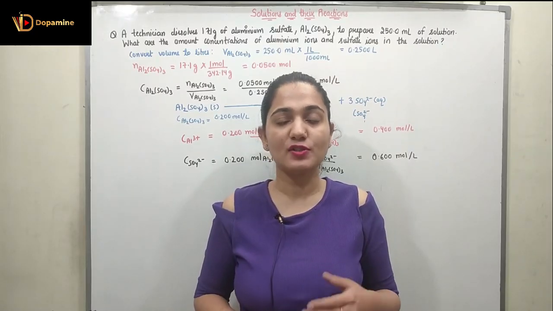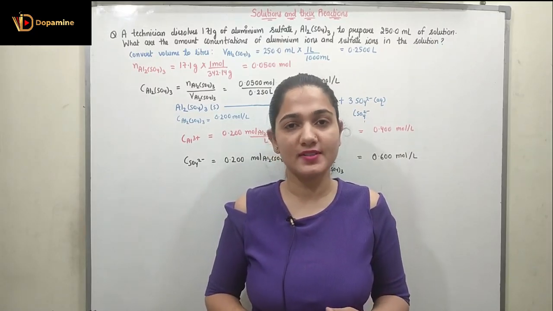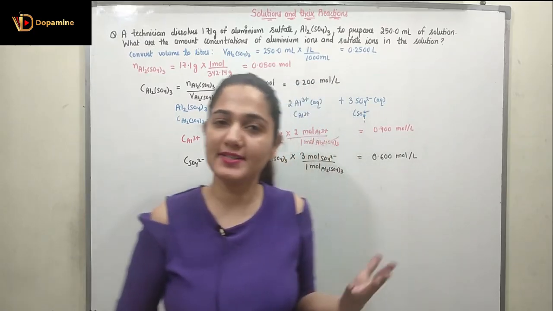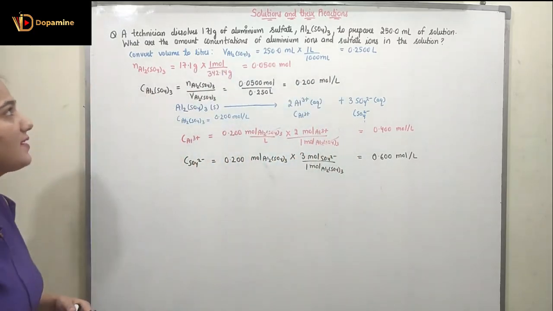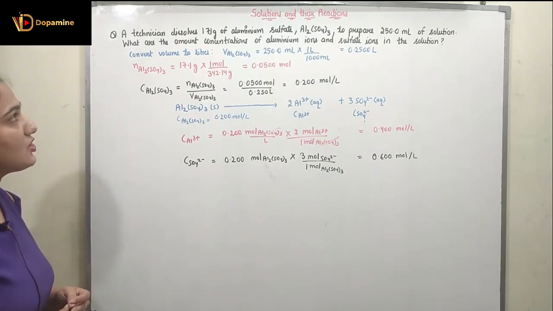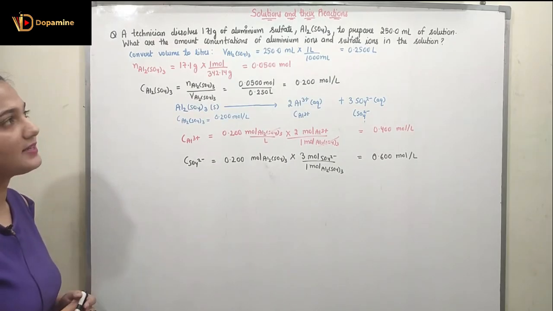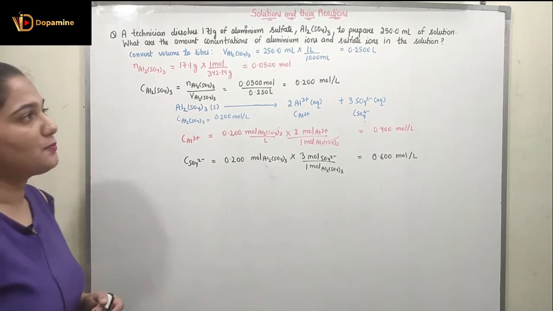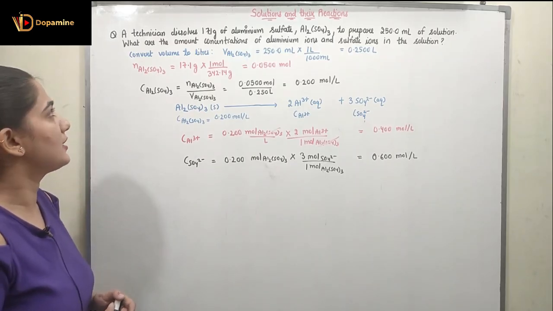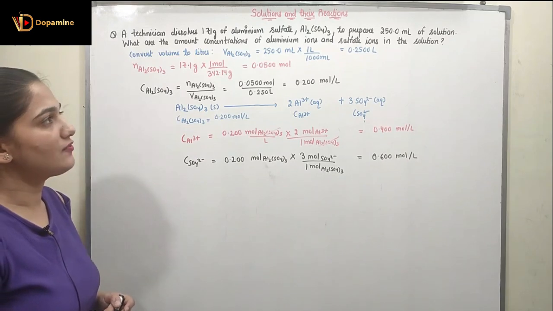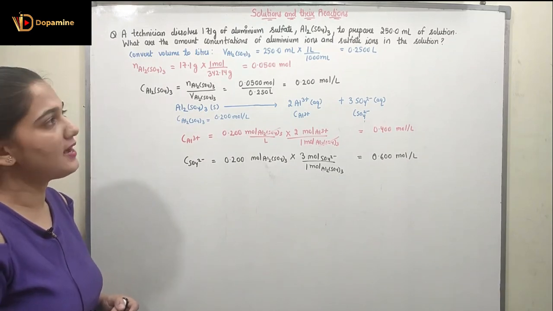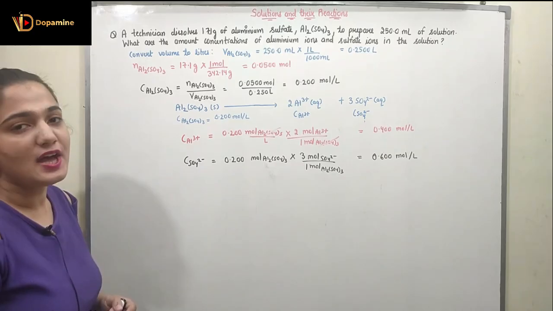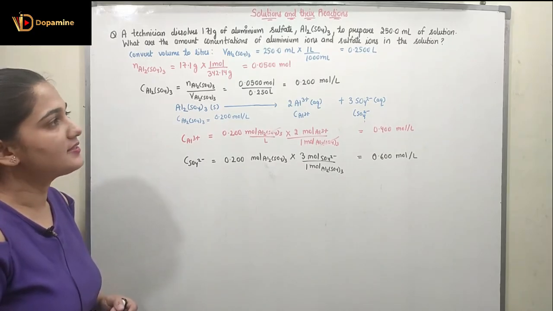So this is the chapter Solutions and Their Reactions, and we are going to discuss a sample problem on this chapter. So let's start with the sample problem itself. The sample problem states: a technician dissolves 17.1 gram of aluminium sulfate. What is aluminium sulfate? It is Al2(SO4)3. She dissolves it to prepare 250 ml of solution. What are the concentrations of aluminium ion, that is Al3+ ions, and the sulfate ions, which is SO4 2- ions, in the solution?